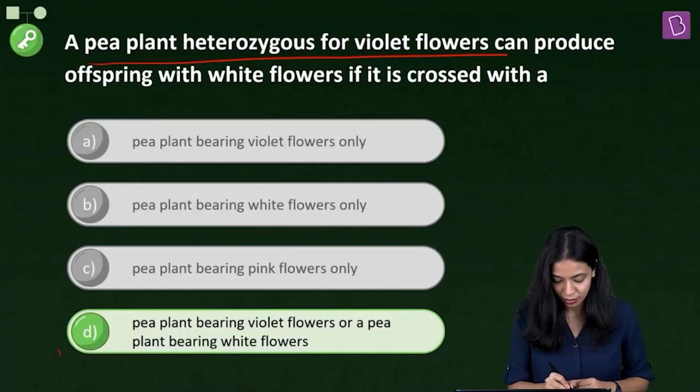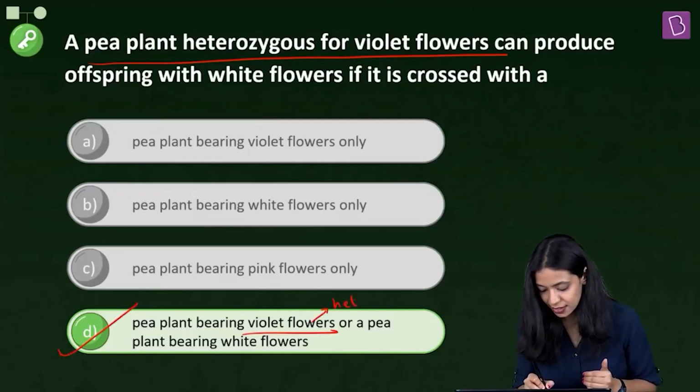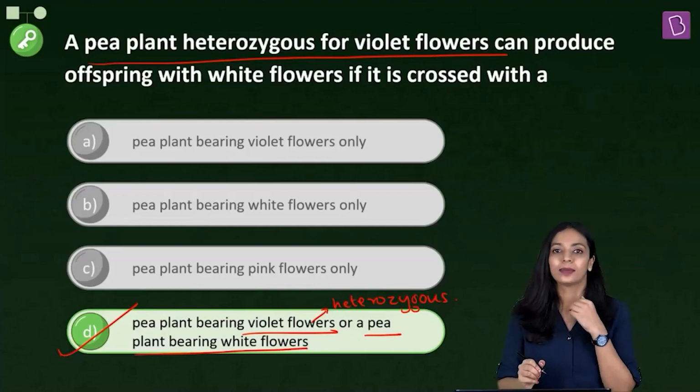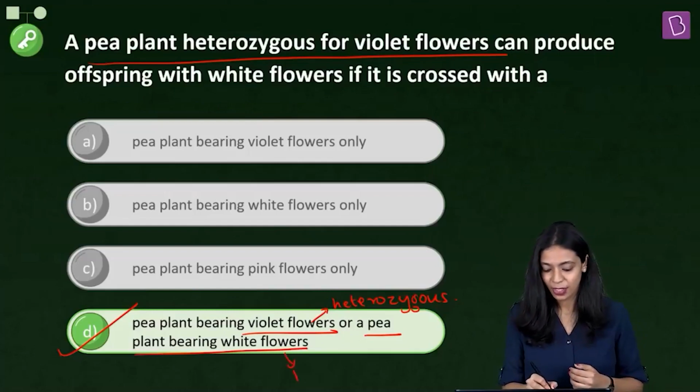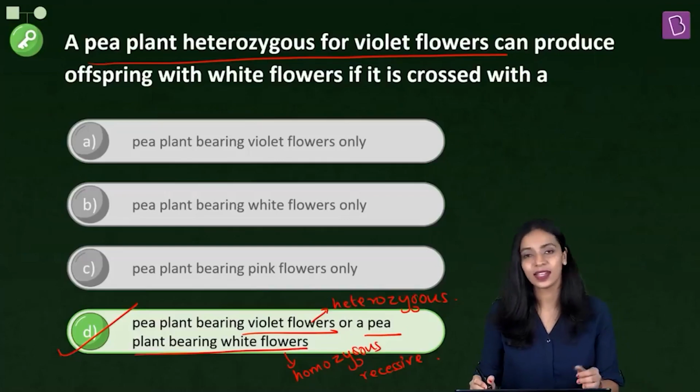So the possibility of getting white flowers by crossing this particular pea plant which is heterozygous for violet flowers can happen with pea plants that are bearing violet flowers. They have to be heterozygous. Or you can also get it when you cross that plant with a plant bearing white flowers. In this case, it will be homozygous recessive. Right? So the correct answer to this question is option D.